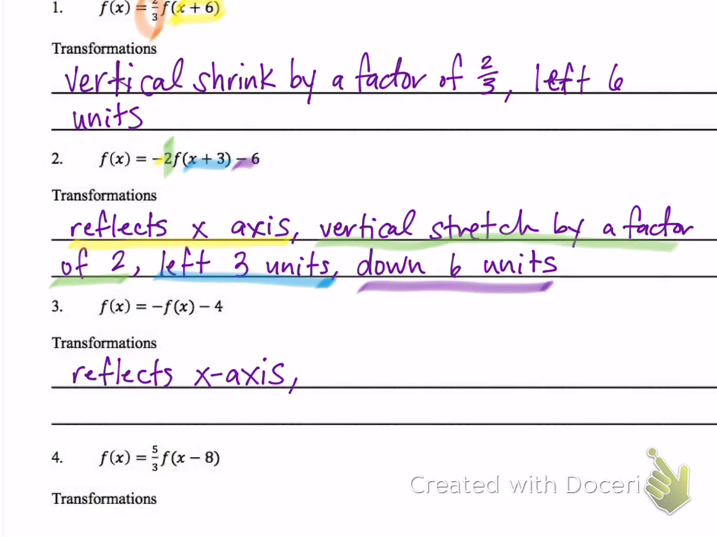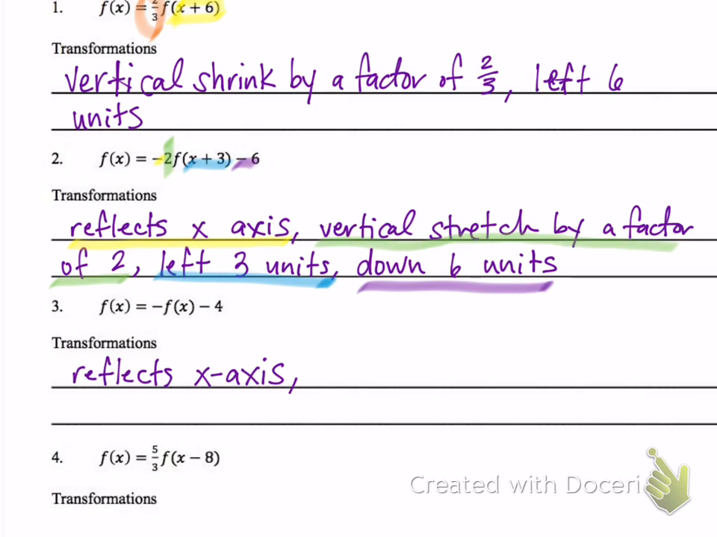Does it go left or right any? No. Does it vertically stretch or compress any? No, because the value in front of the f of x is just 1. Like if there's no number in front of it, I assume that it's 1 and it doesn't shrink or stretch. It just stays the same. So if it's not there, then you don't have to write that transformation. You just leave it blank.